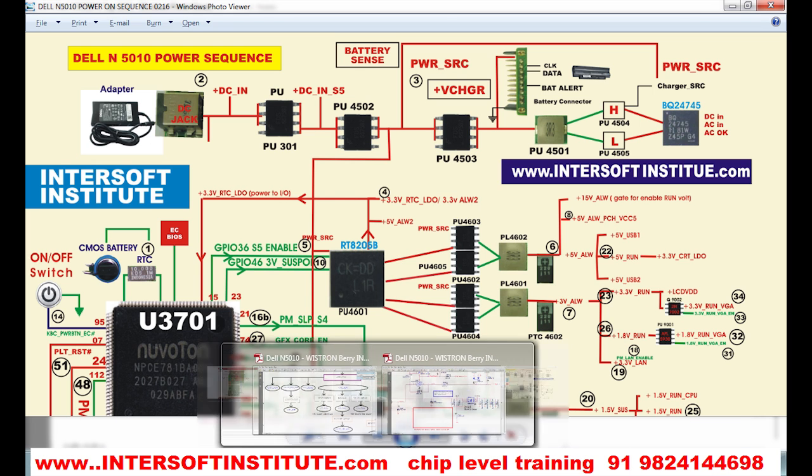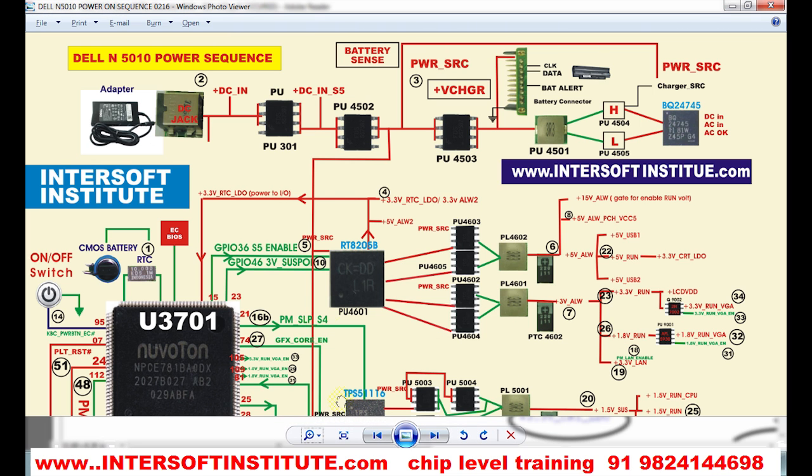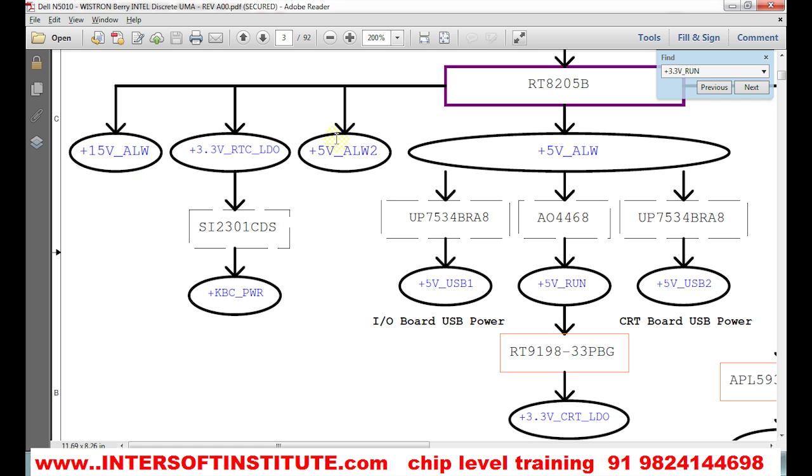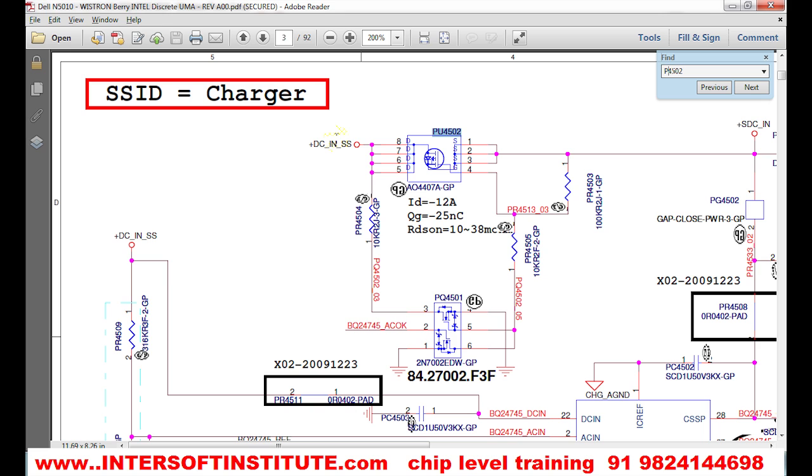We can check on the schematic diagram also. That is your PU4502. We press Control F and search 4502, PU4502. We search like this. Then it will show DC in S5, that is on the drain. These are the 3 legs of the source, and the gate is connected with the AC-OK signal. See, the gate is supplied by this component PQ4501 with an enable signal. And this signal may come from any IC or somewhere else.